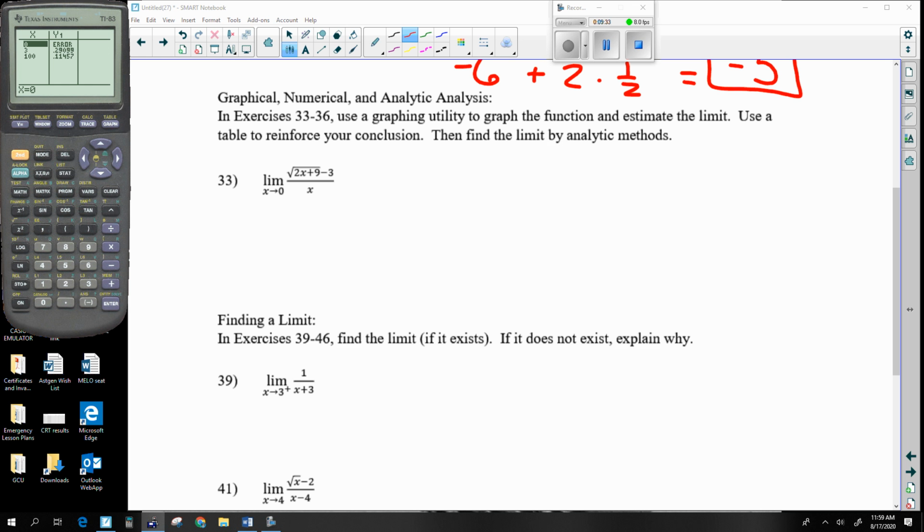So what I'm going to do is ask it, what is it when it's really, really close to 0? Like 0.0001 and -0.0001, something like that. And it's coming out to be 0.3333. So the answer should be 1/3. Okay, so graphically, that answer should be 1/3. Test it with analytic methods.